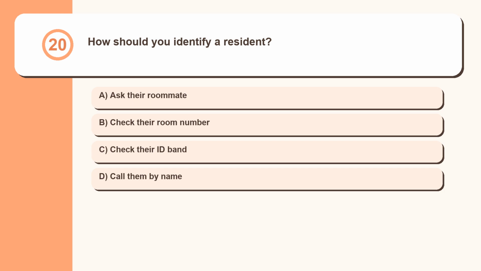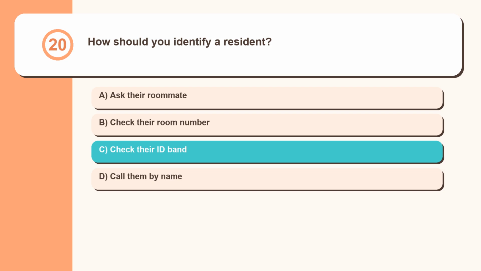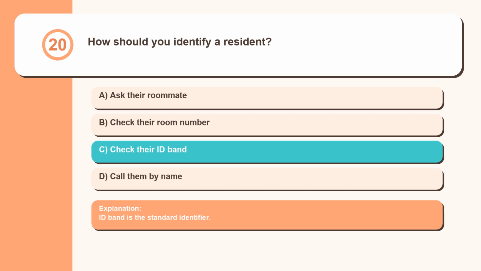Question 20. How should you identify a resident? Ask their roommate. Check their room number. Check their ID band. Call them by name. ID band is the standard identifier.